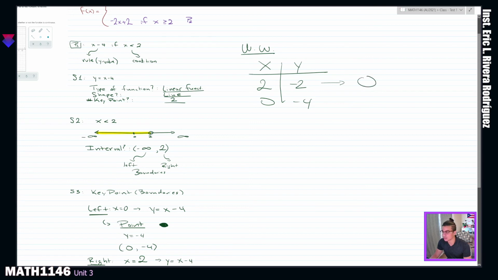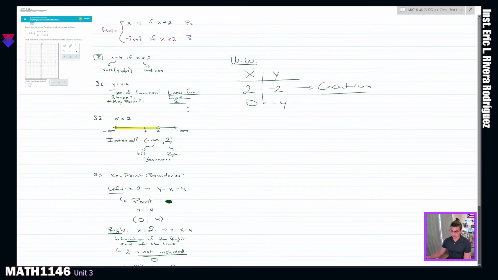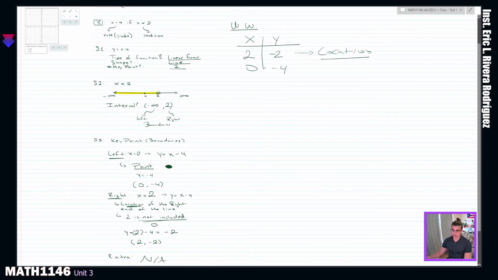How can you do that? Just putting an open circle there, or writing not included, or writing just location. Put location there, something that tells me that the point is just a location, not an actual point of that piece, and that's going to be okay. So see how you can shorten the written work, how you can go and solve this exercise quickly.